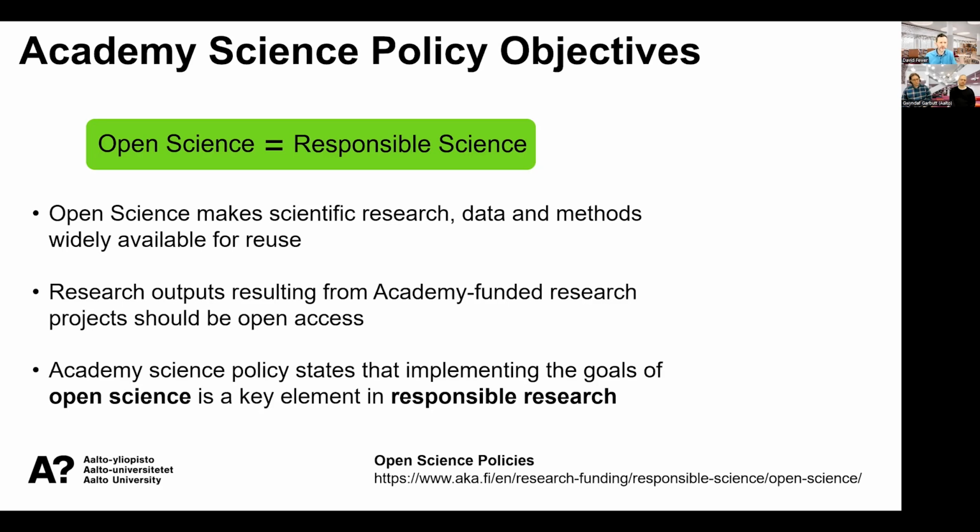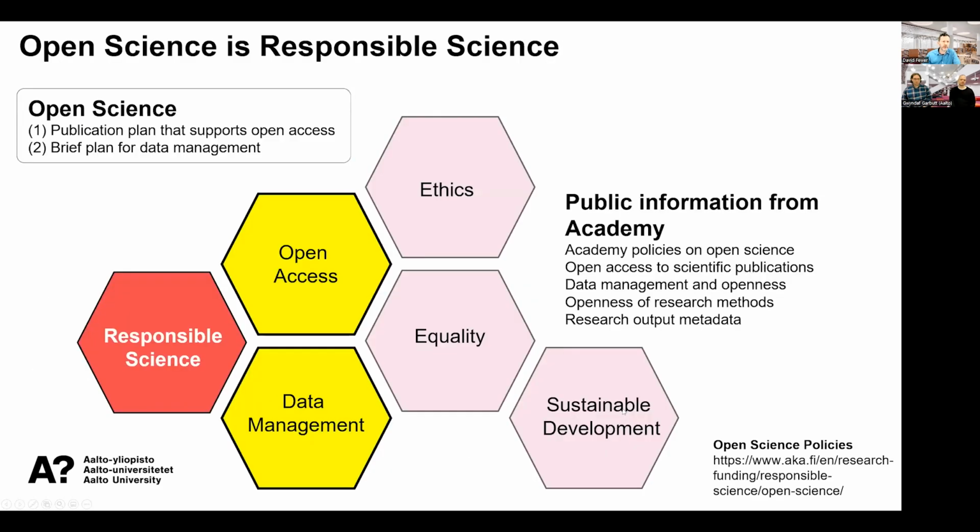And many funders also require that you commit to open science practices. And that's the case for the Academy of Finland. So the Academy of Finland expects that research outputs that result from Academy of Finland funded research projects are open access by default. And the Academy Science Policy states that implementing the goals of open science is a key element of responsible research. And you can read more about the Academy's open science policies on their webpage. So for the Academy, open science is responsible science.